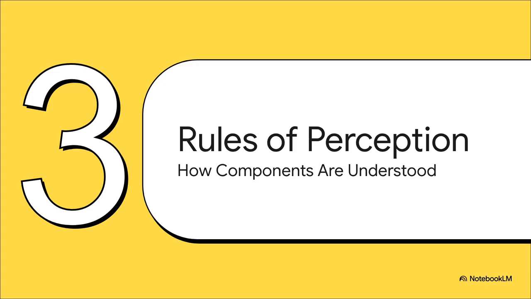All right, let's shift gears a bit. Our last 2 rules are all about perception. This is about how assistive technologies see and understand your components. If you get this wrong, you can create elements that are basically invisible, or even worse, just confusing.